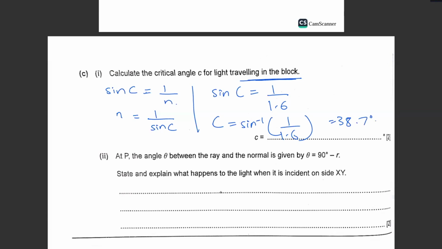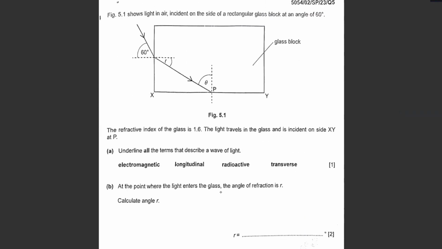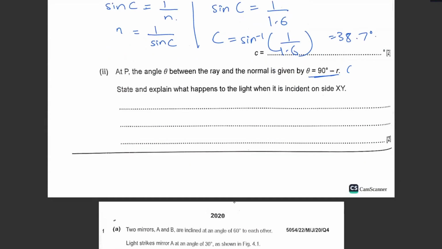At P, the angle theta between the ray and the normal is 90 minus r. Okay. This angle is 90 minus r. What was your r coming out to be? 32.7. So 90 minus 32.7. This gives you a value of 57.3 degrees. Okay. So your angle theta is 57.3 degrees. You can write it here: 57.3 degrees.